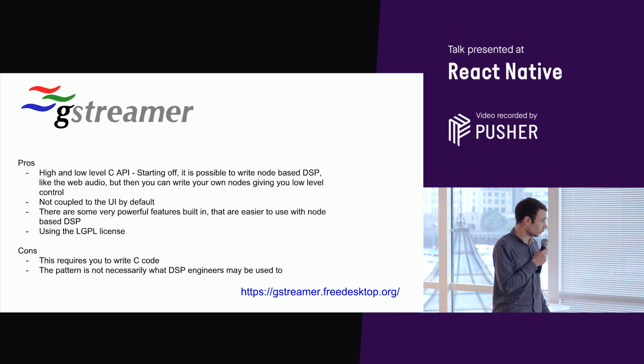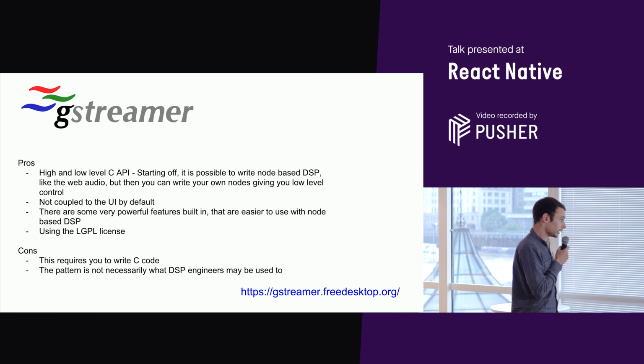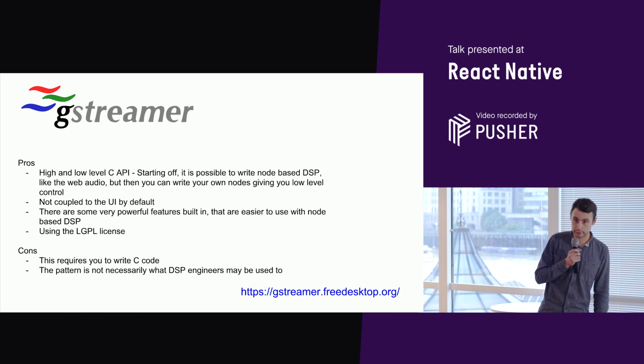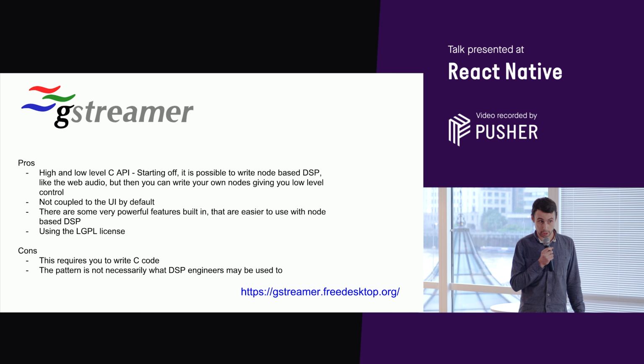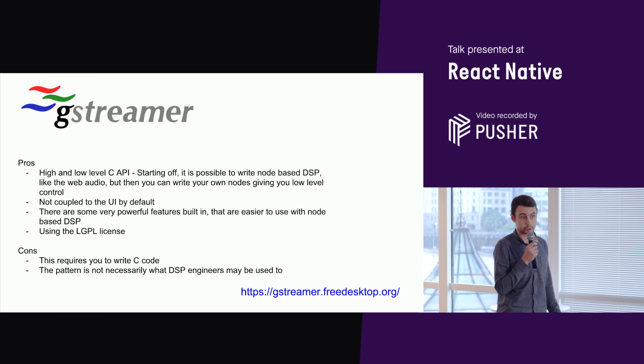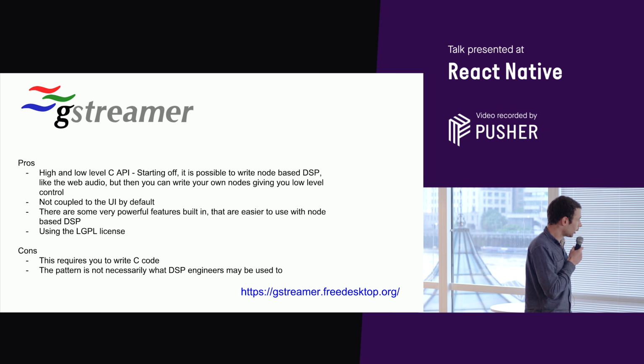The cons: it requires you to write some C code, so that can be a bit scary. The pattern is not necessarily what DSP engineers are used to, because to actually put any sample level DSP into a GStreamer pipeline, you're going to have to write your own GStreamer plugin, which is, again, something certainly I haven't been able to do yet, and it's not something which DSP engineers generally would do. They would use an audio processing callback. Yeah, so that's option number 3 out of the 3 audio engine libraries that I'd recommend using.